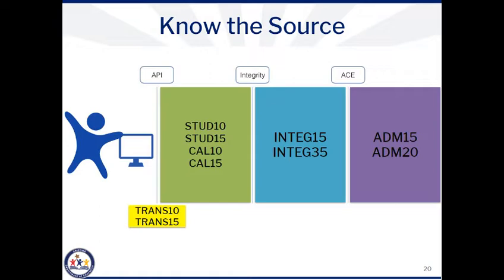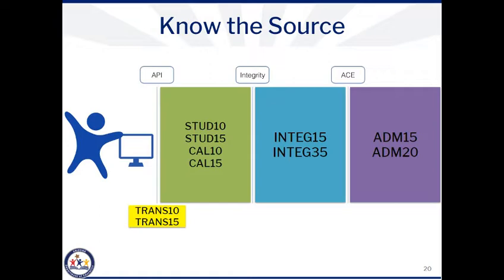A report is generated every time your student data interacts with the process in AzEDS. When the data flows into the API, transaction reports are generated. The student data reports produced in the verification phase are the STUD 10 and STUD 15 reports, which tell you what student data landed in AzEDS. The Cal 10 and Cal 15 reports show you what calendar data landed in AzEDS.